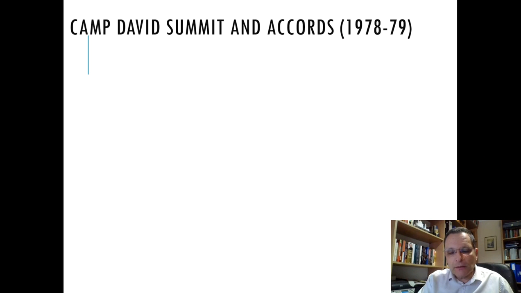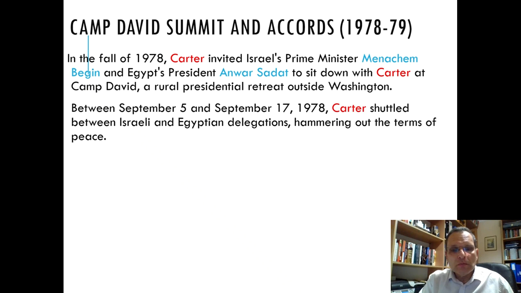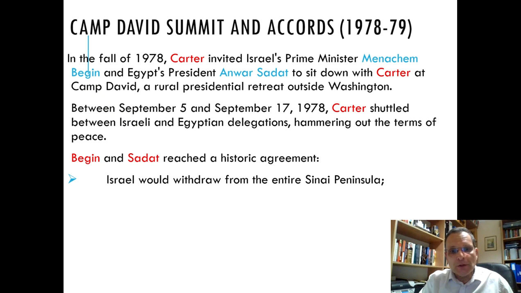Jimmy Carter, against this background, convened a summit in the fall of 1978, in which he invited the Israeli delegation and the Egyptian delegation, headed by Prime Minister Begin and President Anwar Sadat, to sit with Carter at Camp David and to sign a peace deal. This lasted about 13 days, where Carter did the majority of the work of mediation between the two parties, and at the end of which Begin and Sadat reached a historic agreement.